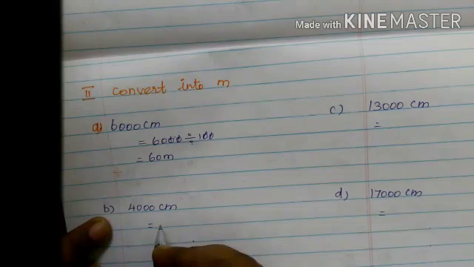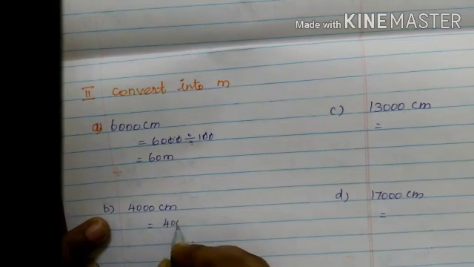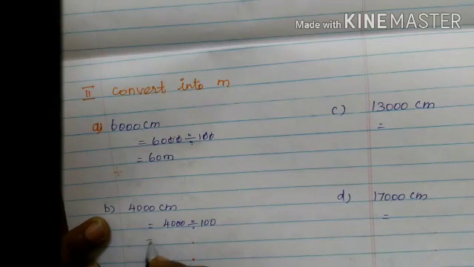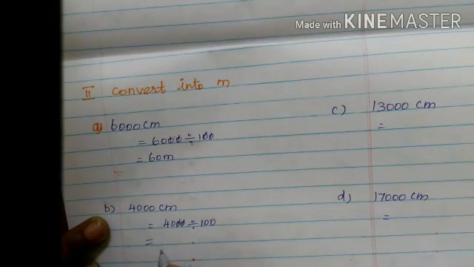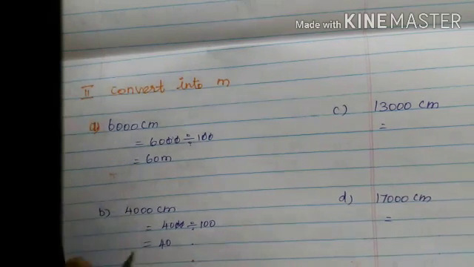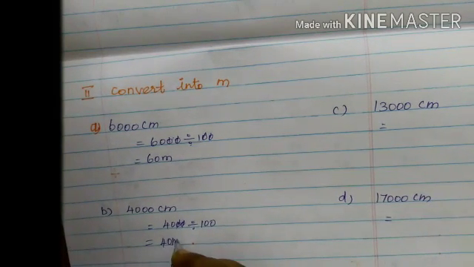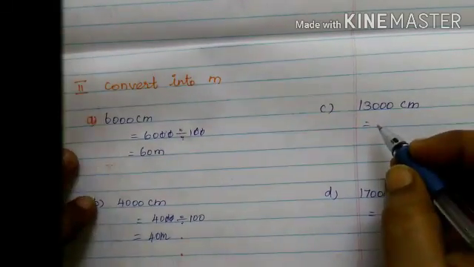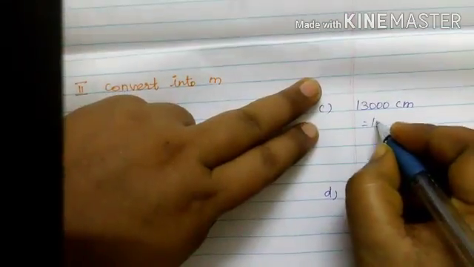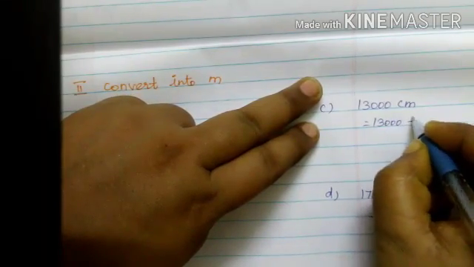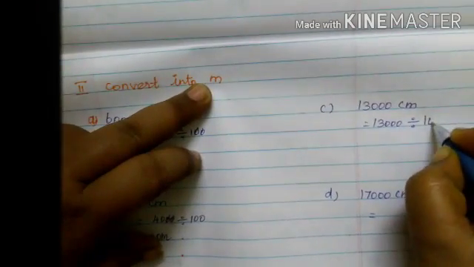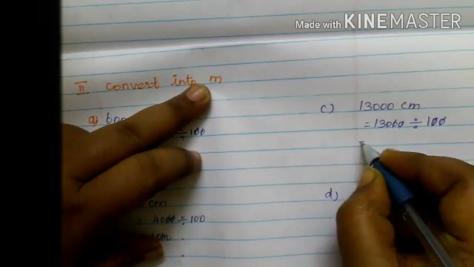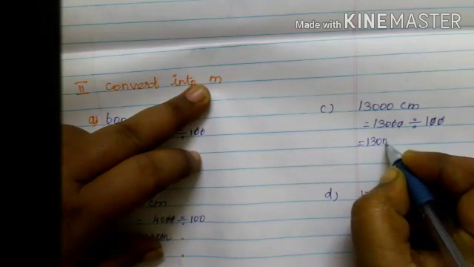Same thing you do for sum B. 4000 divided by 100 equal to 40 meter, with two zeros cancelled. Then the next sum, 13,000. So you do the meter conversion. Divided by 100, two zeros cancel here, so you get 130 meter.